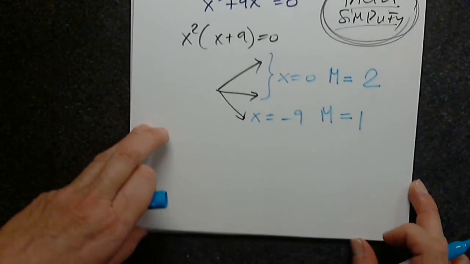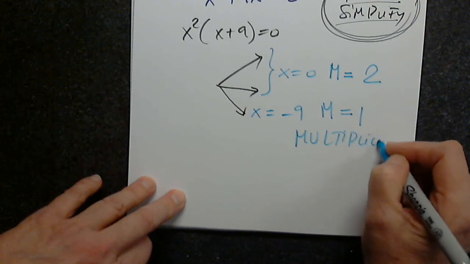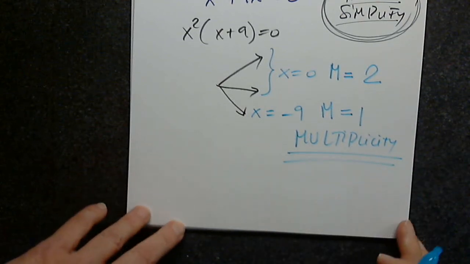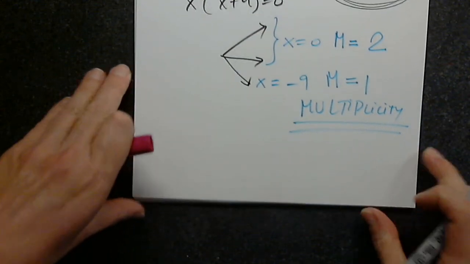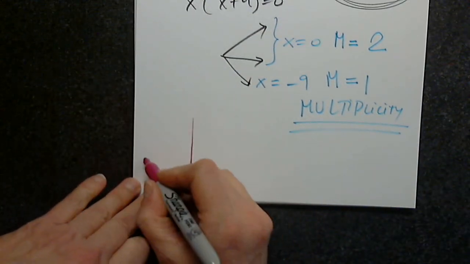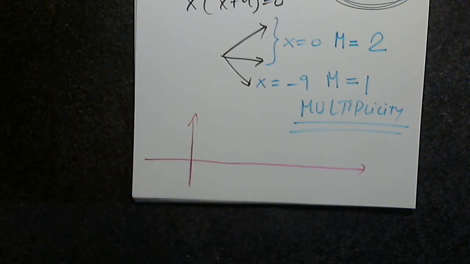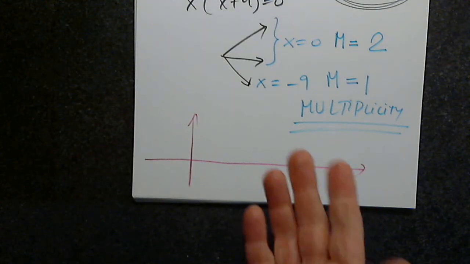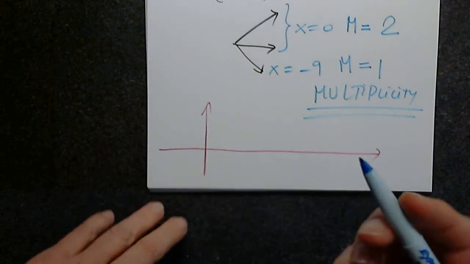Okay, what's this with multiplicities? What does this mean? Let's talk about it for a minute. I am going to graph a few functions. And of course, all I'm graphing right now is just what happens on the x-axis, right? We're talking about zeros or x-intercepts. OK, so I'm going to graph a few.